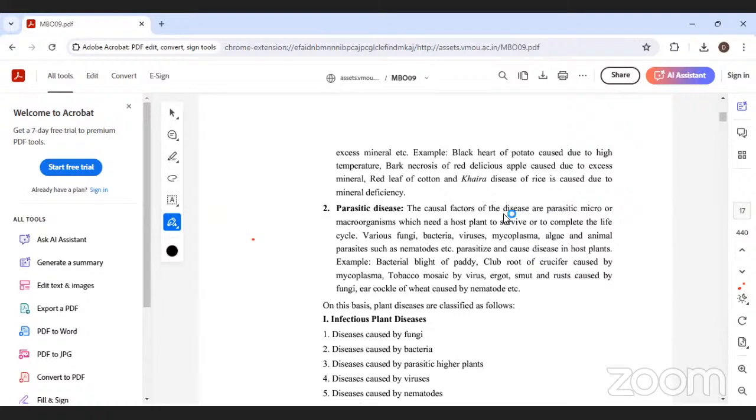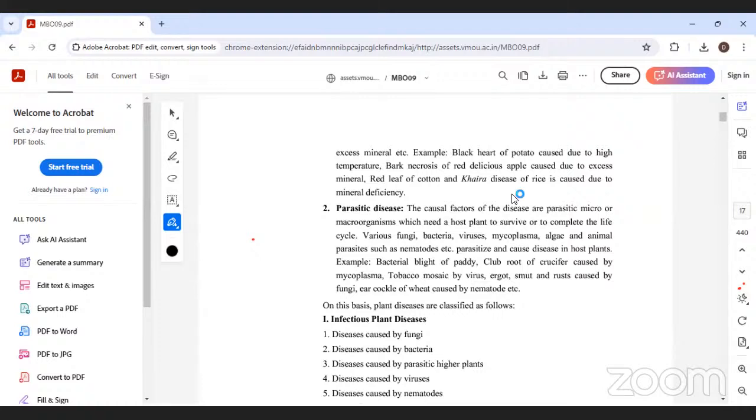Non-parasitic, no. Here compulsorily the host is a must. This disease needs a host plant to survive or to complete the total life cycle. What are the microorganisms causing this disease? Various microorganisms: fungi, bacteria, viruses, mycoplasma, algae, and animal parasites such as nematodes, etc. The parasite causes disease in host plants.